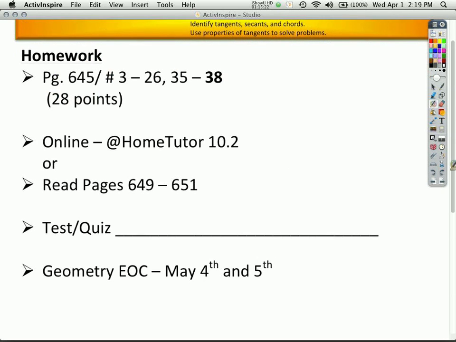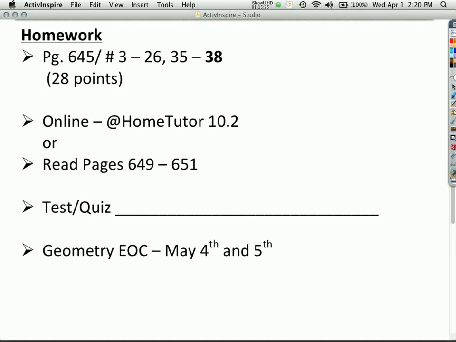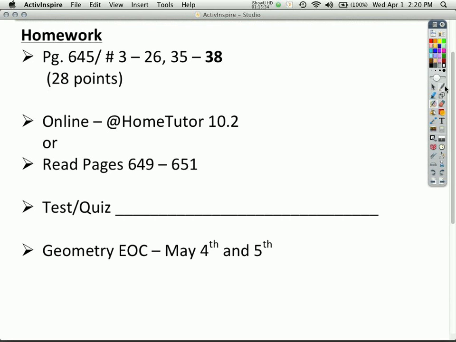Draw a line across your paper. Your homework is on page 645, numbers 3 through 26, 35, 36, 37, 38. I put it in bold because it requires extra attention. Make sure you spend a little bit of time on number 38. It is supposed to be a slightly more challenging question, but it also requires ideas from the past incorporated with new ideas. It's the most critical question. Do not skip it. Do not pretend to do it. Don't ask your friend for the answer. Do it and work your way through it.